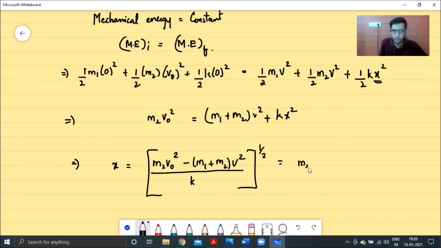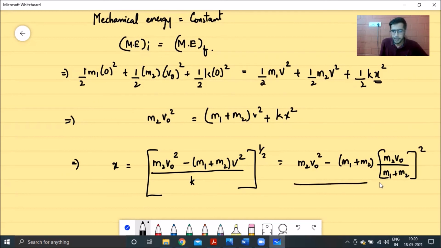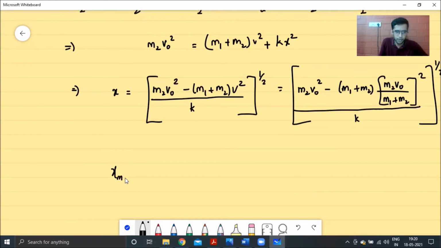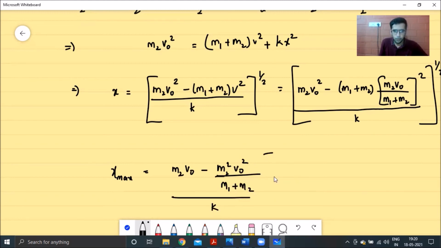So what was the value of v? The value of v was nothing but m2 v0 by (m1 plus m2). So this whole squared, divided by k, whole power 1 by 2 would be the answer, right? And then simplifying this further, one m1 plus m2 gets cancelled over here. So we get your maximum elongation to be equal to m2 v0 squared minus m2 squared v0 squared by (m1 plus m2), divided by k, whole power 1 by 2.